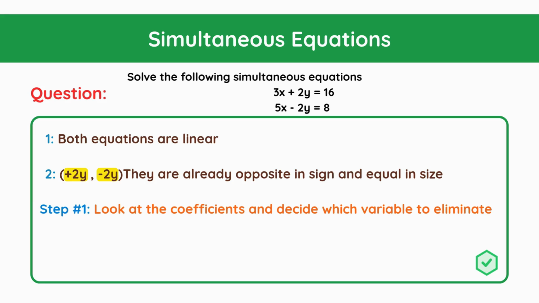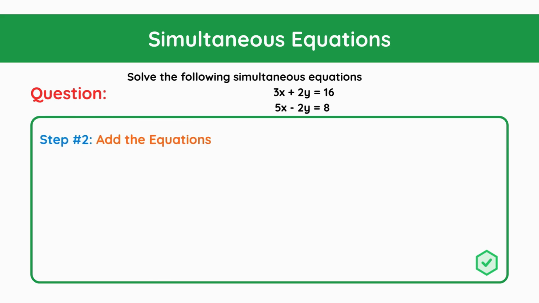Step 1 is always to look at the coefficients and decide which variable to eliminate. Here, the y terms will cancel if we add the two equations together. Step 2 is to add the equations. 3x plus 5x is 8x, plus 2y minus 2y is 0, and 16 plus 8 is 24. So we get 8x equals 24, which gives us x equals 3.